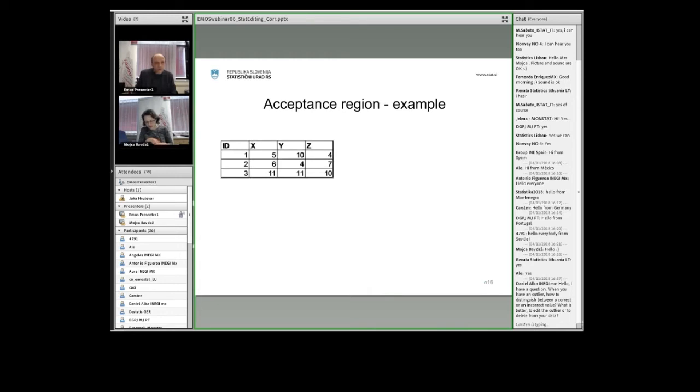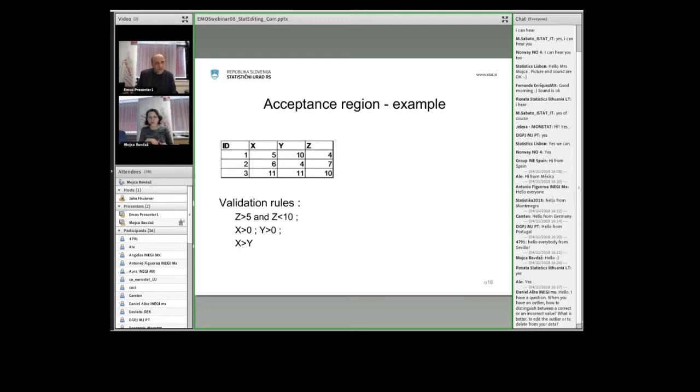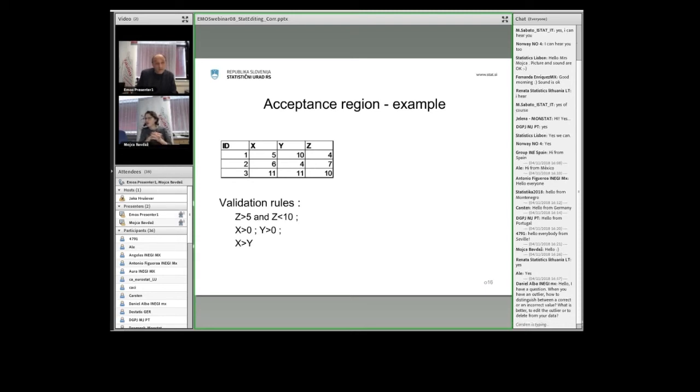Let's say you have this very simplified example of 3 units and 3 variables. You see the values of these variables here. And then you have four validation rules. Z should be larger than 5 and less than 10. X should be larger than 0. Y should be larger than 0, and X should be larger than Y. Of course, you can see that Z is in a way isolated here. The rule is directly on Z and not connected with other variables.